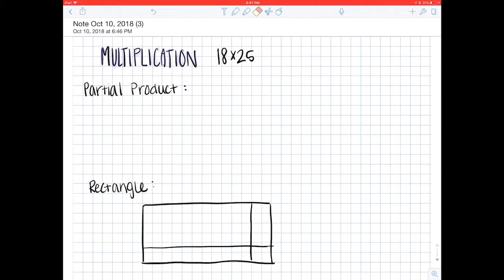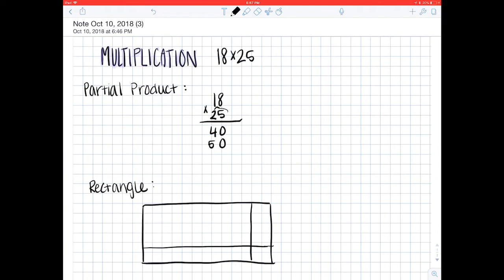Okay, so we are going to multiply using partial product. So we're going to write out 18 times 25, and we're going to multiply. So we're going to take our tens to our tens. So we're going to multiply 5 times 8, which is 40, and we're going to write it there. And then we're going to take our 5 and times it by our 1, but that's actually 10. So we're going to do 5 times 10, which is 50.